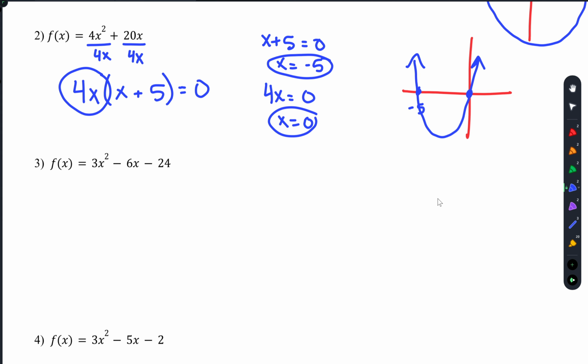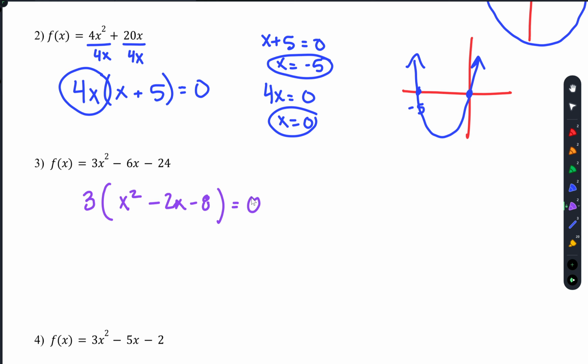Number 3. Not a difference of squares. Can I take a GCF out of this? What's my GCF? 3. I can't take an x out of that last term, so I can't do that again. I'm just going to drop this 3 down here and divide everything by 3. So that's x squared minus 2x minus 8.